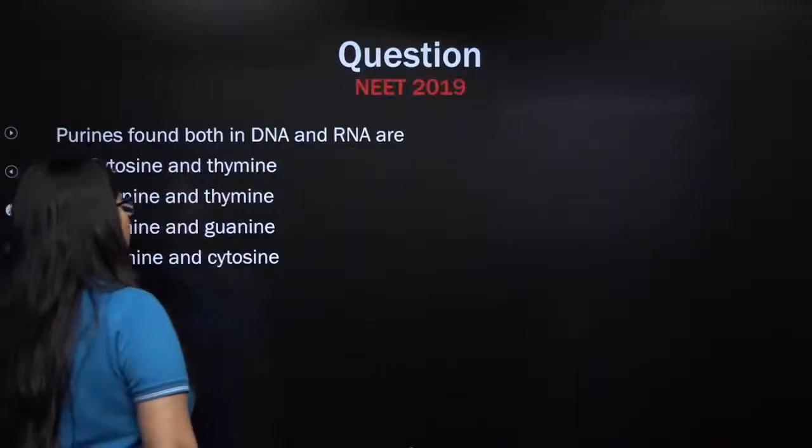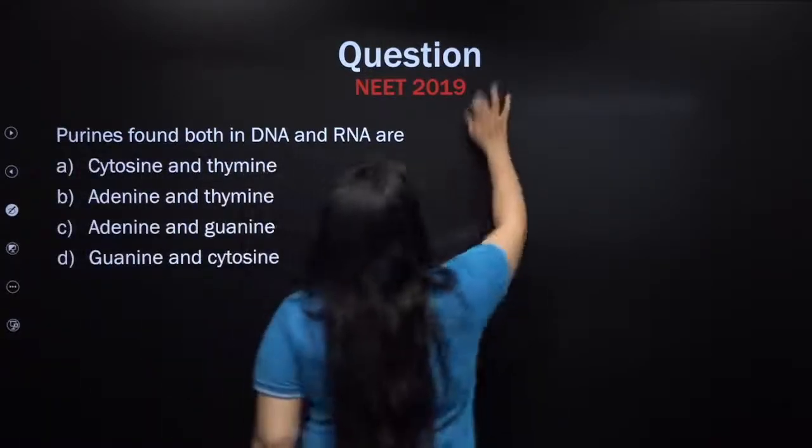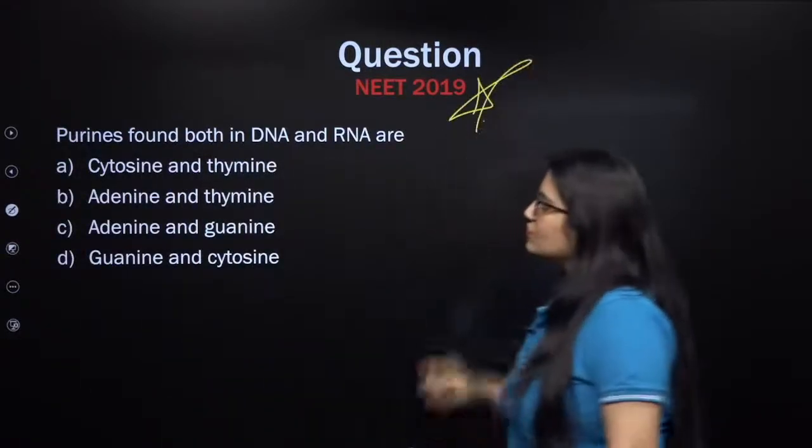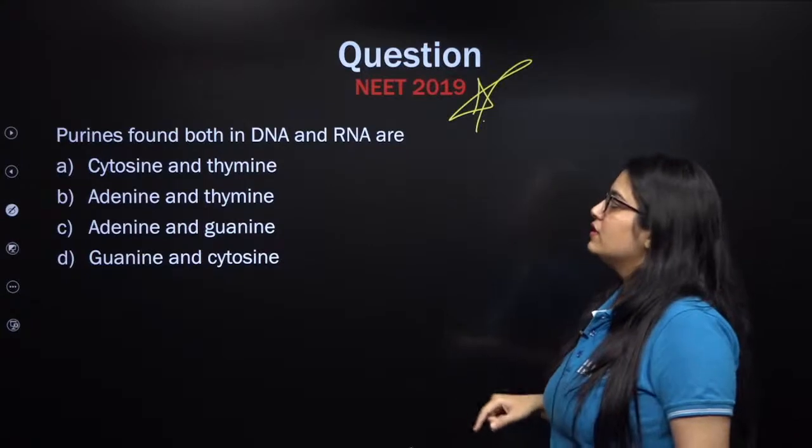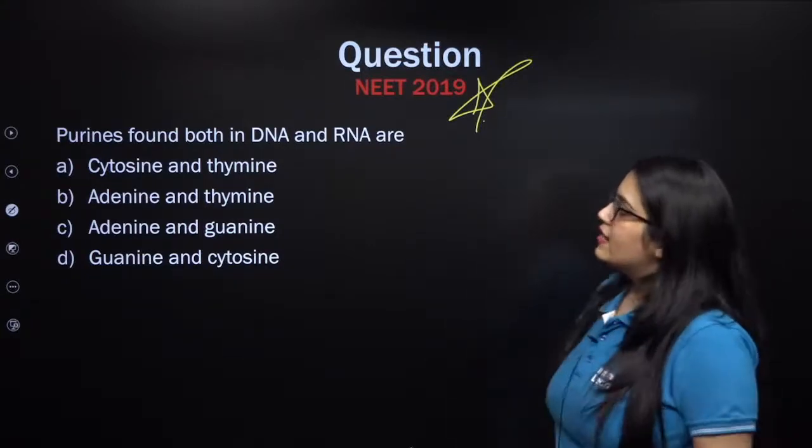Next question. This was asked in NEET 2019, my kids. Purines found both in DNA and RNA are.